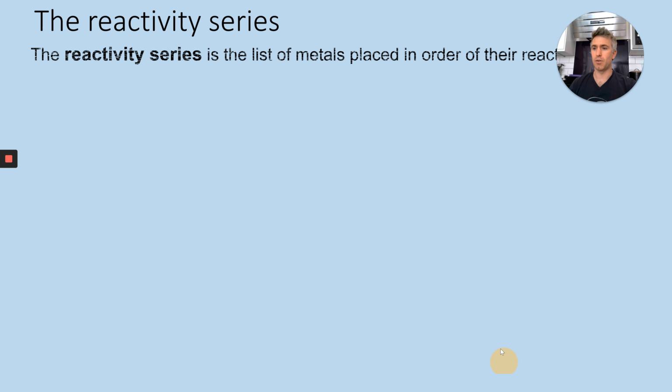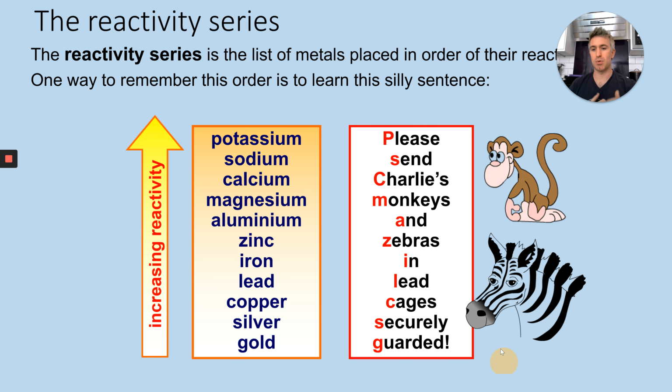In fact, I've got it here. There we go. Please send Charlie's monkeys and zebras in lead cages securely guarded. So, potassium, sodium, calcium, magnesium, aluminium, zinc, iron, lead, copper, silver, gold. Okay, check. So the ones we're talking about are copper, zinc, magnesium, and calcium.